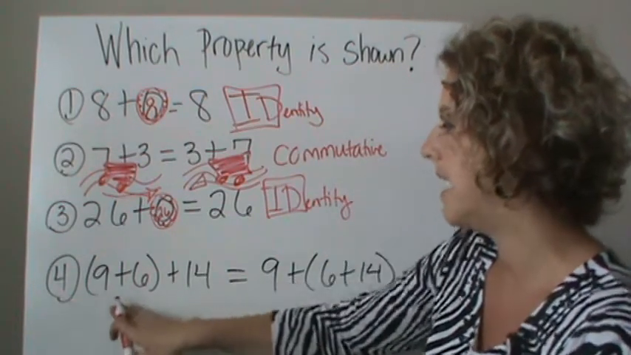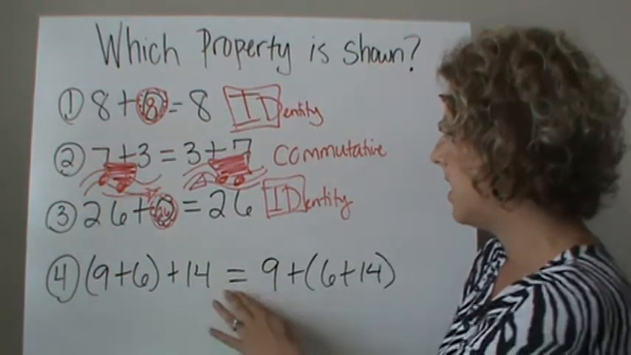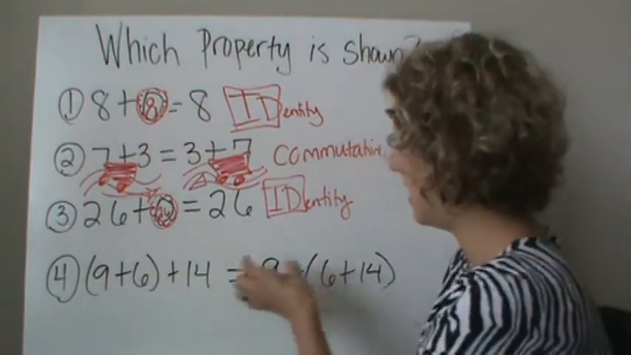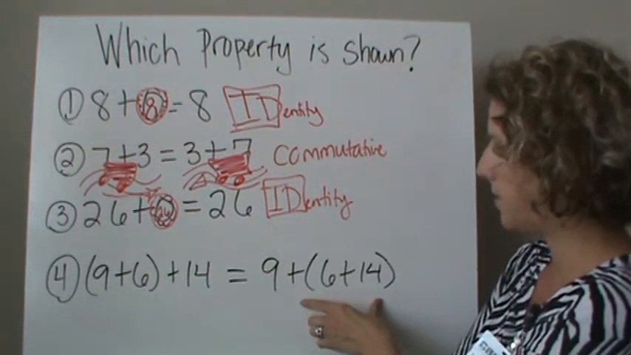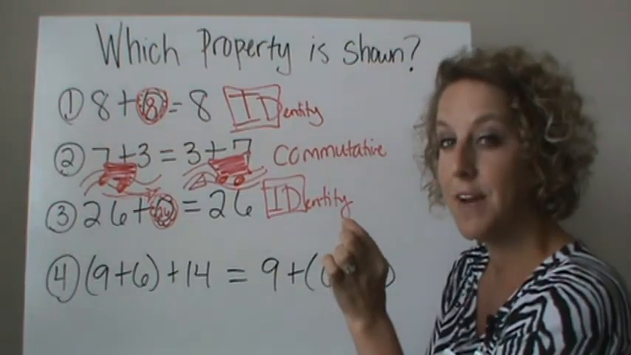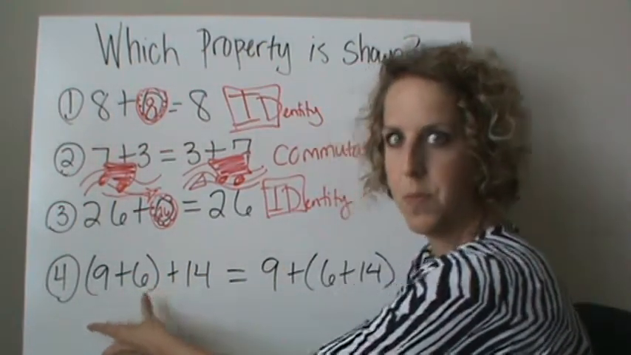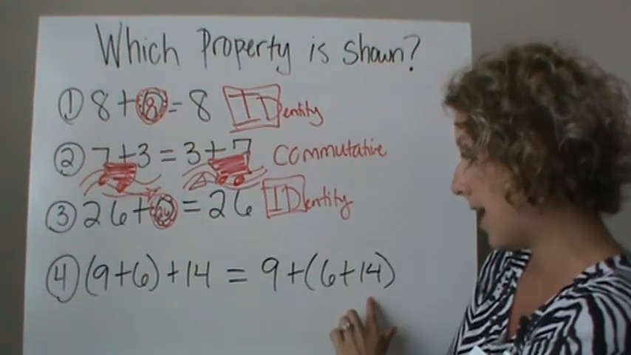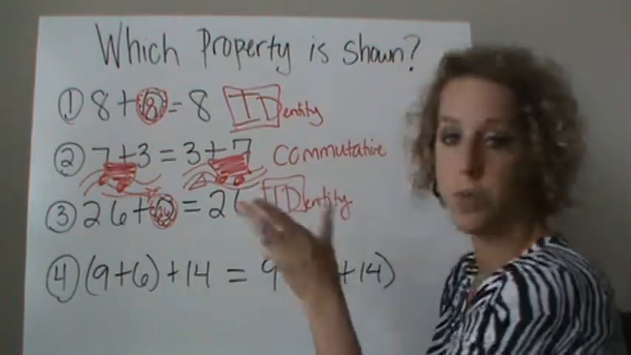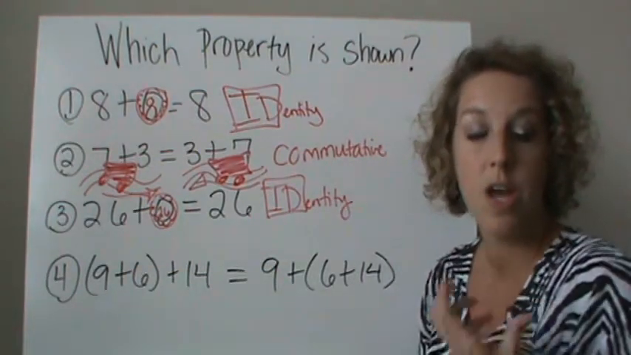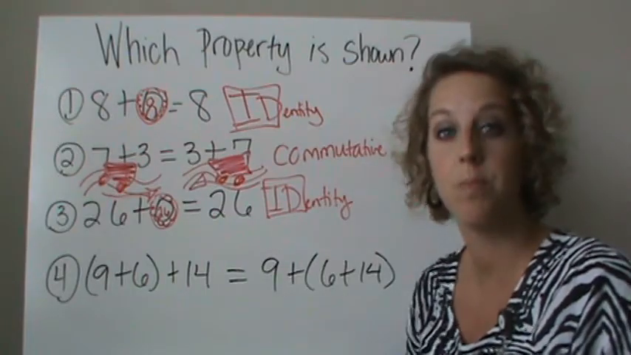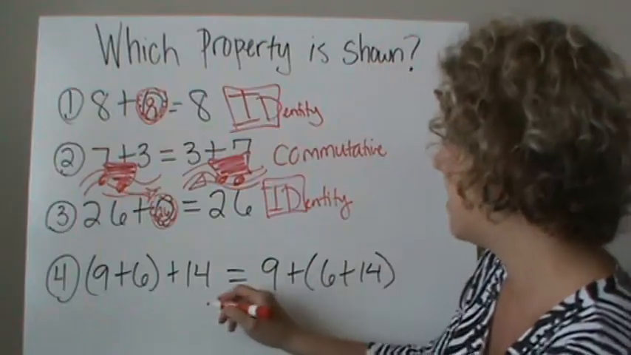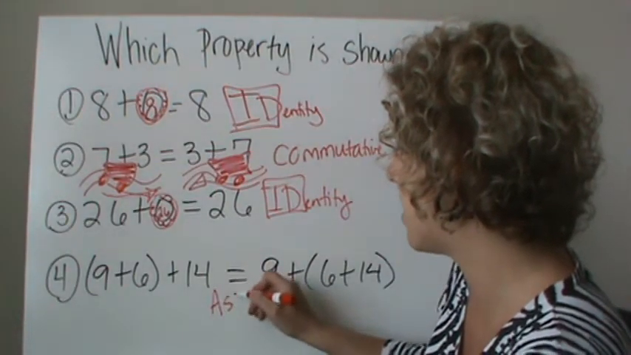Number 4, 9 plus 6 plus 14 equals 9 plus 6 plus 14. The 9 and 6 are grouped here. The 6 plus 14 are grouped here. I remember Larry, Curly, and Moe. They wanted to be partners one day, and then the next day, Curly and Moe wanted to be partners. They wanted to switch up, one be independent, one be partners. So it doesn't matter whether it's grouped one way or another. The associative property told me that you'll have the same sum.